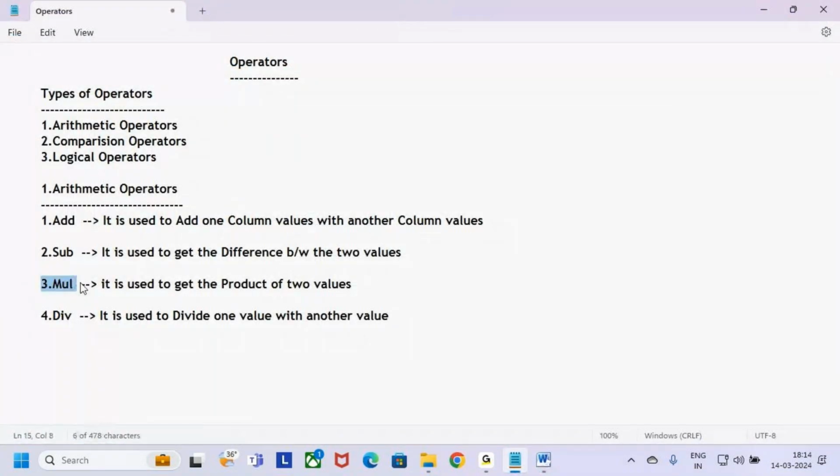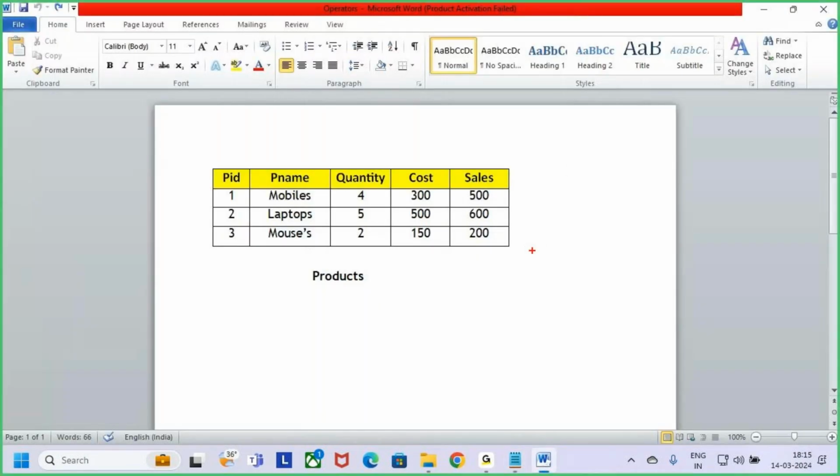Now when to use multiplication and division? Let me go with the multiplication operator first. When to use the multiplication operator is, as I said, it is used to get the product of two values. Now try to understand what my requirement here is. What's the cost of each mobile? 300. How many mobile phones am I buying here? What is the quantity? 4 mobile phones.